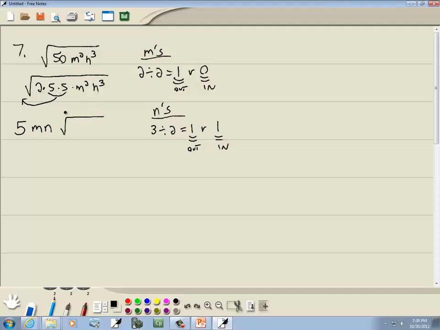Now number-wise, we still have that 2 in there. We have 0 m's staying in, and we have 1 n staying in. So we'd have that. Now, we cannot have a negative number come out of a radical with an even index. So again, we have to put absolute value bars around the mn. That'll ensure that whatever comes out is positive. And that's our answer.